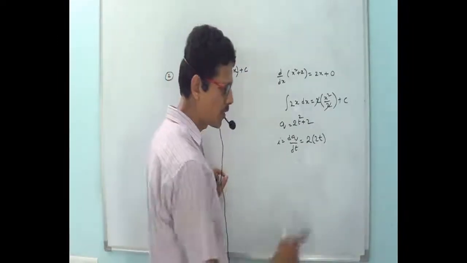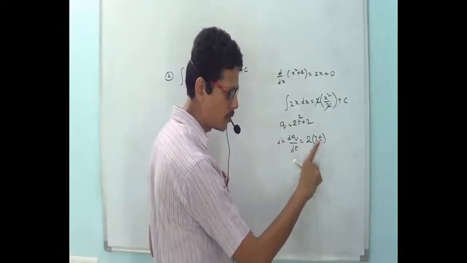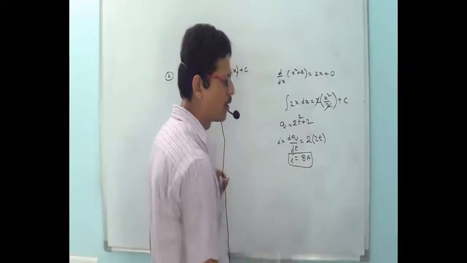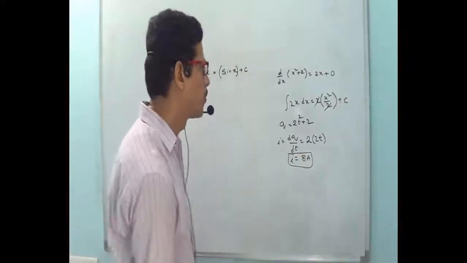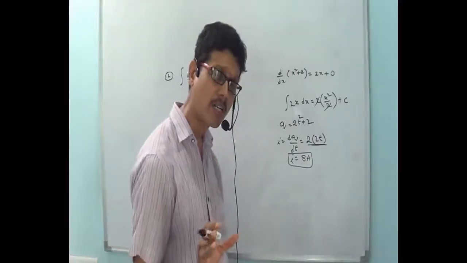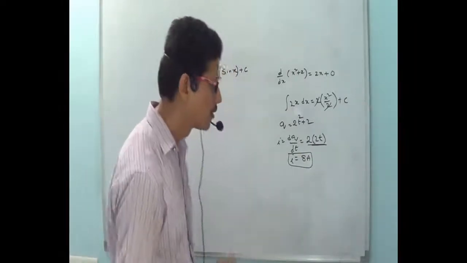After 2 seconds, what is the current? Substitute t equal to 2 here. Current is nothing but 8 amperes. Okay. So now, in some problems they will give the current and they will ask for the charge.